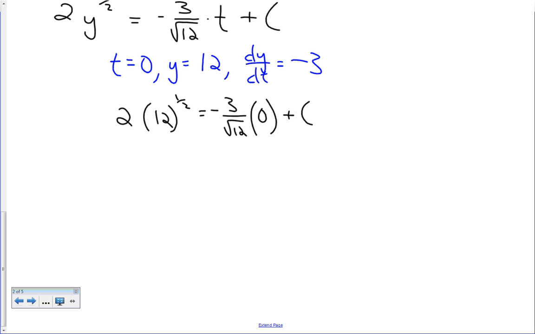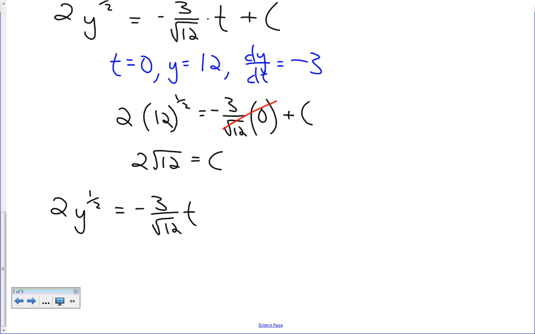So this term is gone because you're multiplying by 0. So 2 square roots of 12 is equal to c. We found our value of c. So we end up with 2y to the 1/2 is equal to negative 3 over the square root of 12 times t plus 2 square roots of 12, which is the value of c that we just found.